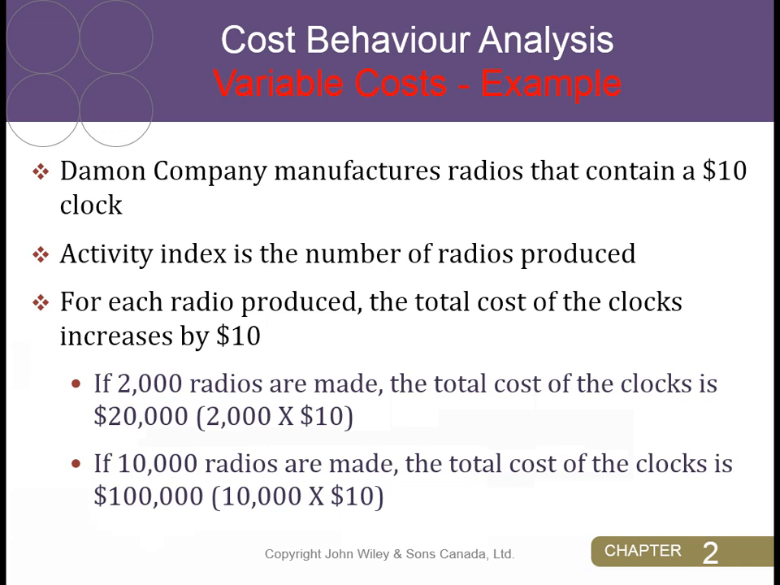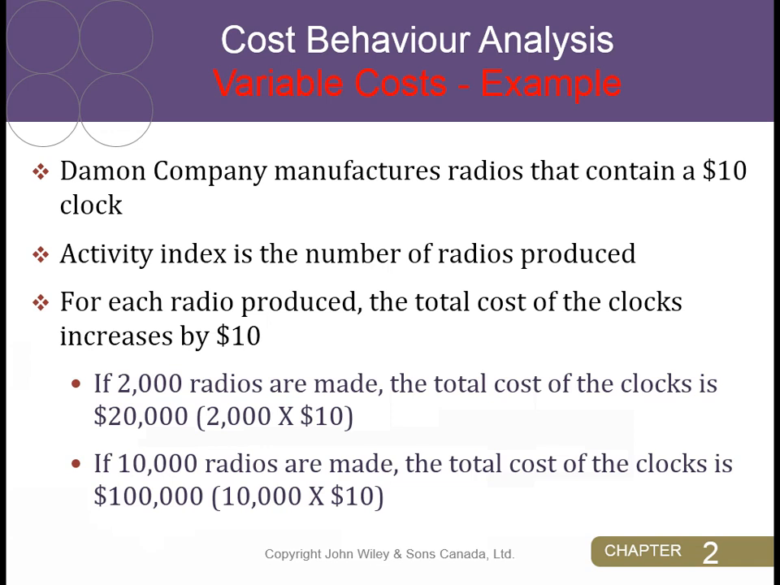Again, per unit though, it's still only $10 per unit for variable costs. Now, if you remember the last slide, it said that total variable costs increase directly and proportionately with changes in volume. Well, you can see that we went from 2,000 radios up to 10,000 radios in this example. So we went up 5 times, so 500%.